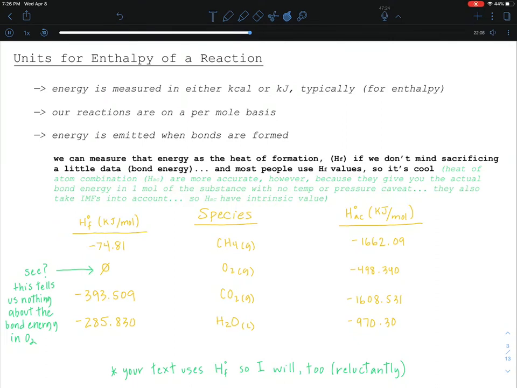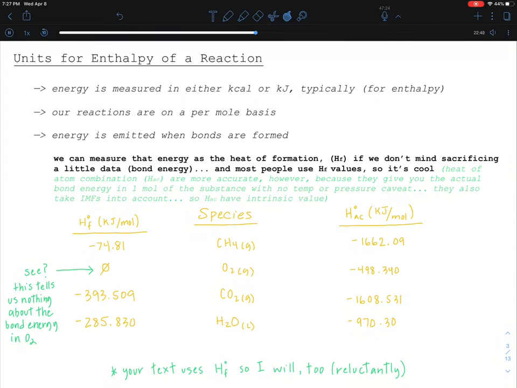And the math that we're going to do with these data is all the same, but the heat of formation completely disregards the intermolecular forces. So for example, water in the liquid phase versus water in the gas phase. The intermolecular forces are all the same. They're just a little bit less significant in the gas phase. So in other words, the enthalpy of atom combination for water in the liquid phase is going to be different than the heat of atom combination for water in the gas phase because it takes into account those intermolecular forces.